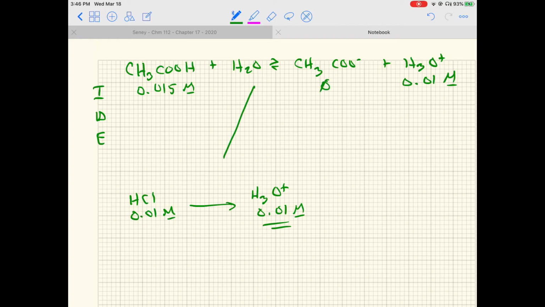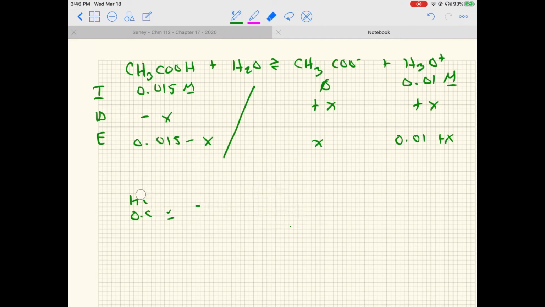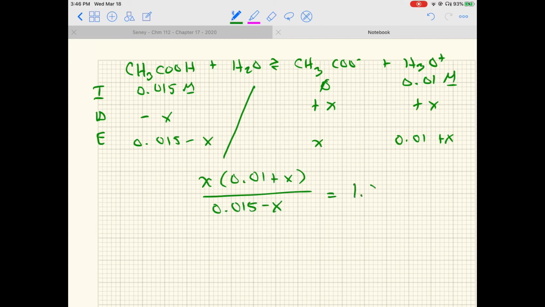We have no acetate. So that means because one of these is 0, it's going to have to shift in this direction. And then here we have minus x. And now we're going to set it up and see if our stress is what we actually expect. So we could set this up as x and 0.01 plus x. And then here we have 0.015 minus x is equal to my Ka, which is 1.8 times 10 to the negative fifth, which we, of course, can find on a chart somewhere.